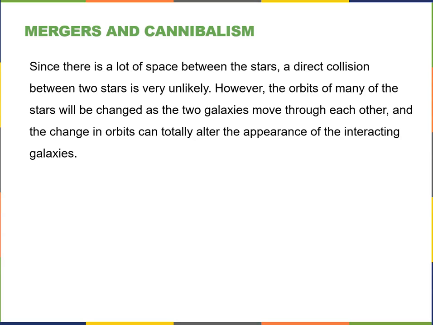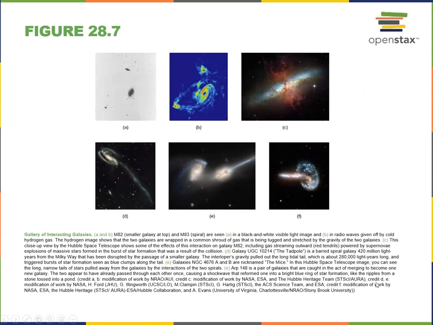So a direct collision between two stars is very unlikely. However, the orbits of many of the stars will be changed as the two galaxies move through each other. And the change in these orbits can actually alter the appearance of the interacting galaxies. And here we can actually see a gallery of colliding galaxies. We can see great rings, huge tendrils of stars and gas, and other complex structures that form in such cosmic collisions. And these are the strange shapes that signal to astronomers that colliding galaxies are happening in the image.